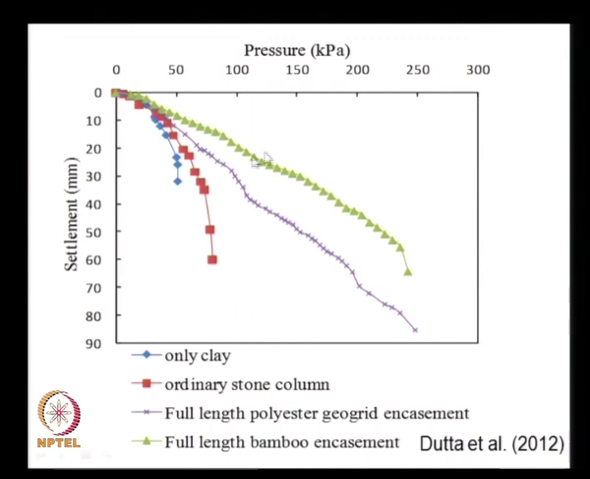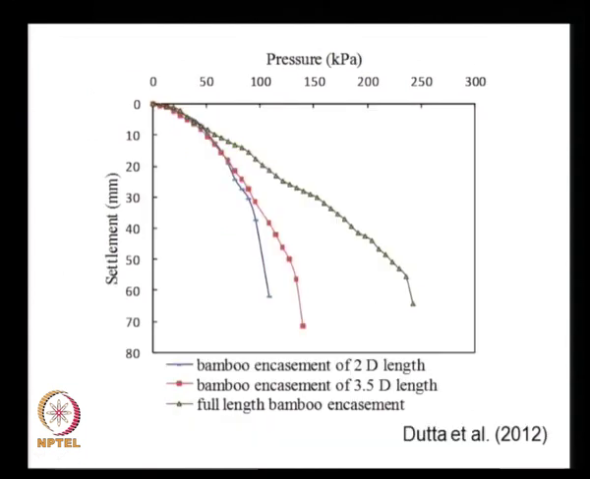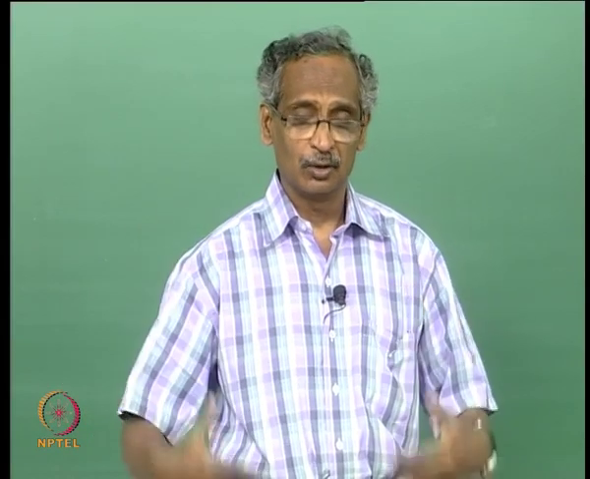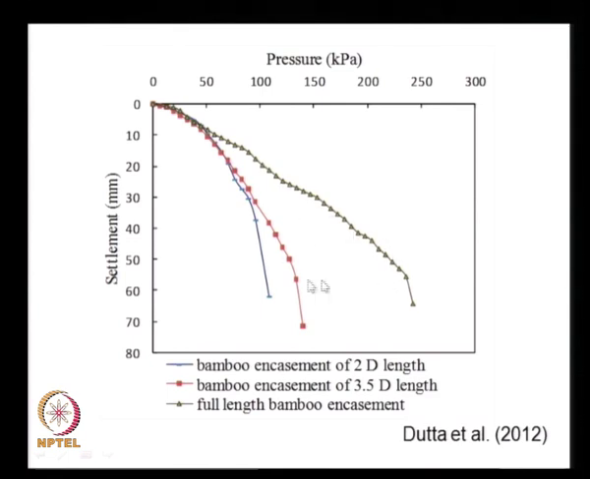And the result of encasement is quite substantial. This is the pressure settlement data for clay soil alone, and this is with an ordinary stone column, and when the entire stone column is encased in a polyester geogrid, this is the type of response that we have. If it is encased in a full length bamboo encasement, there is a substantial increase in the pressure capacity, and we see that both the initial slope and the ultimate pressure have increased by using the bamboo geonet reinforcement. Here we see the comparison with different lengths of treatment. Sometimes we may not require the treatment of the stone column for the entire height. This is the full length encasement, whereas with encasement over a length of 2 times the diameter, this is the type of response that we have, and with 3.5 times the diameter, this is the response that we have.